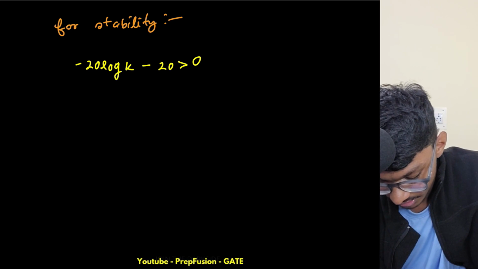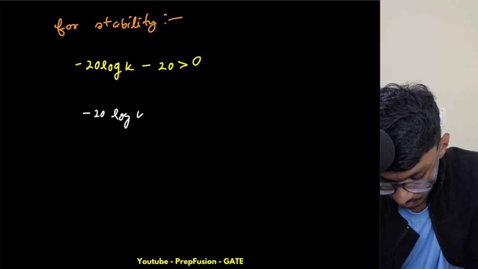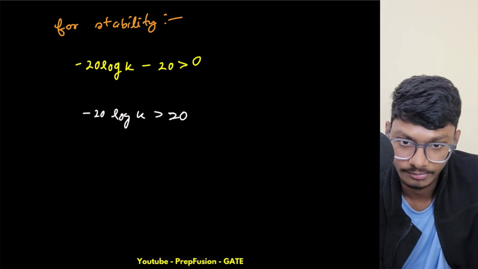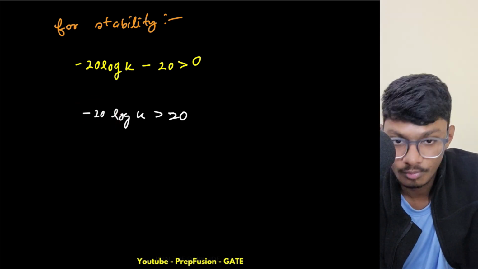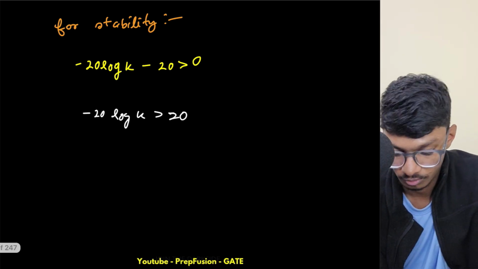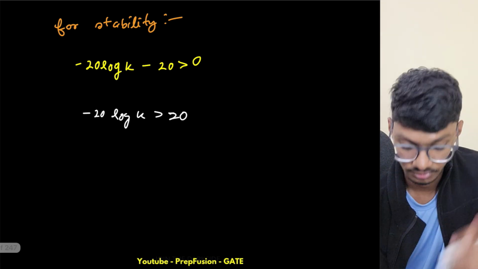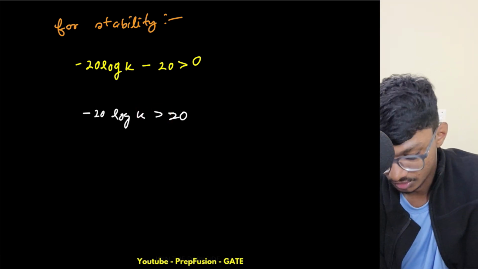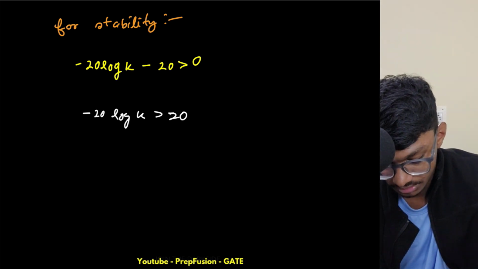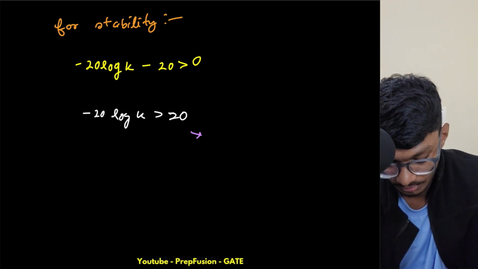So here, just shift this minus 20 over here. Minus 20 log of k greater than 20 itself. Okay, fine. Now this is fine. But what else do you do? Now you don't divide by minus 20, you multiply by minus 1 by 20 on both sides. If you multiply by something negative, the sign of inequality will change. So it's a very important step: multiply this equation with minus 1 by 20.